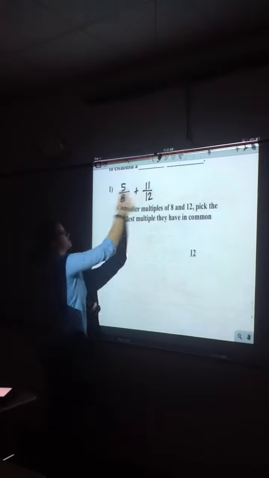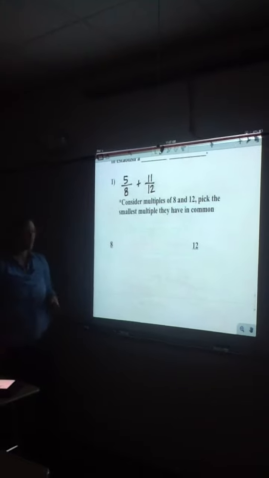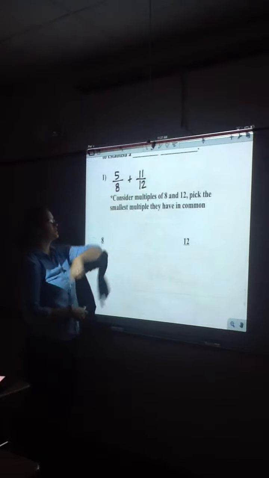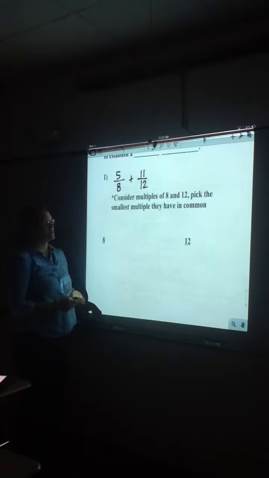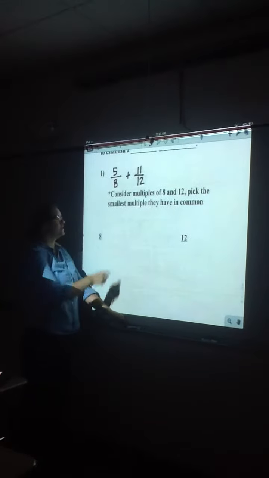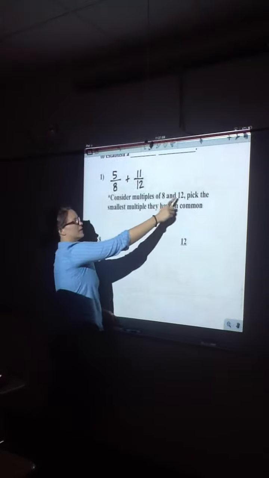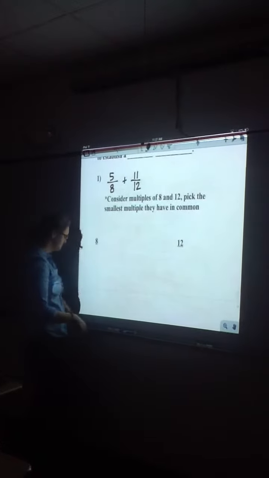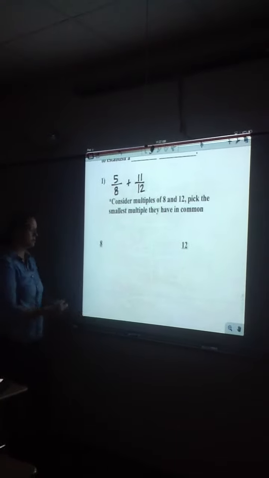Okay, let's take a look at number 1. Our first two fractions here are 5 over 8 plus 11 over 12. So to find a least common denominator, we're going to consider multiples of 8 and 12, and we're going to pick the smallest multiple they have in common. So let's think about multiples of 8.